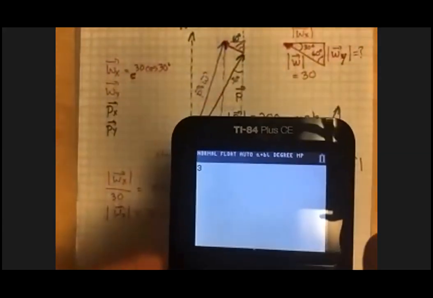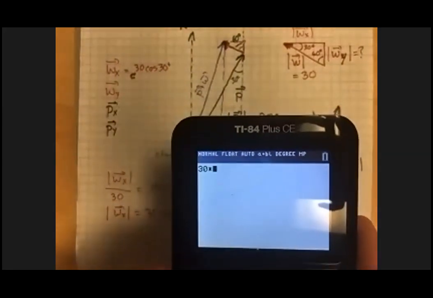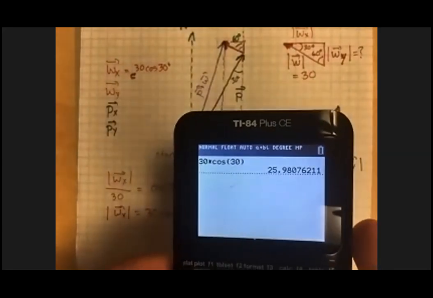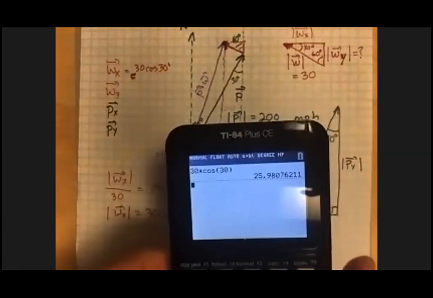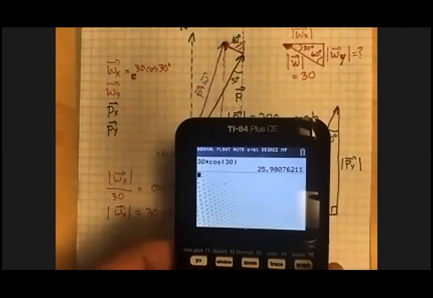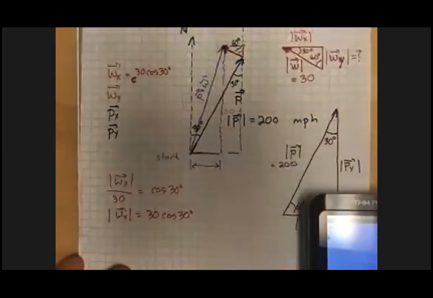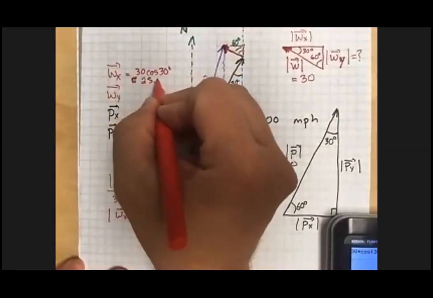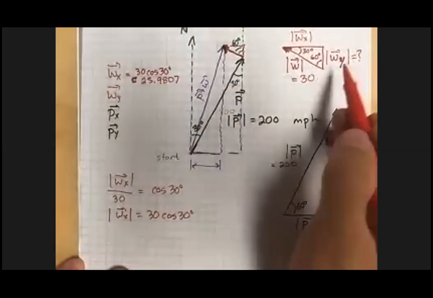So what's 30 times cosine of 30 degrees? Calculator says 25.98076211. I am not going to write down all those numbers. In fact, in some way, I don't even want to write down any of them. But just to help myself for reference, I'm going to say 25.9807. Okay, let's do WY the same way.